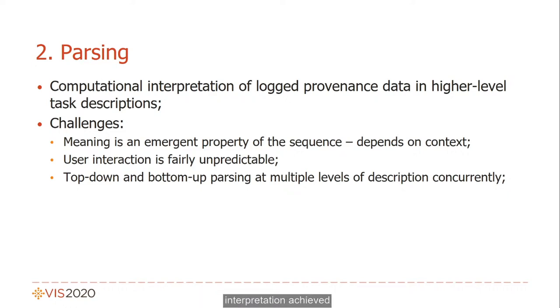interpretation achieved. Partially matched tasks can cue a complementary top-down strategy, driving the search for lower-level tasks or operations that would complete them. We also anticipate complementary bottom-up and top-down processes operating at multiple levels of description concurrently, with each suggesting higher level interpretations and each interpretation suggesting lower level events to be discovered. This is essentially a hermeneutic circle required in order to achieve a holistic and context sensitive analysis.